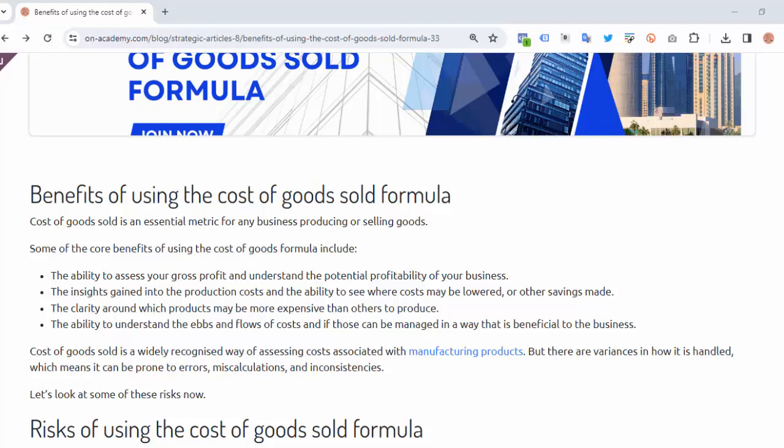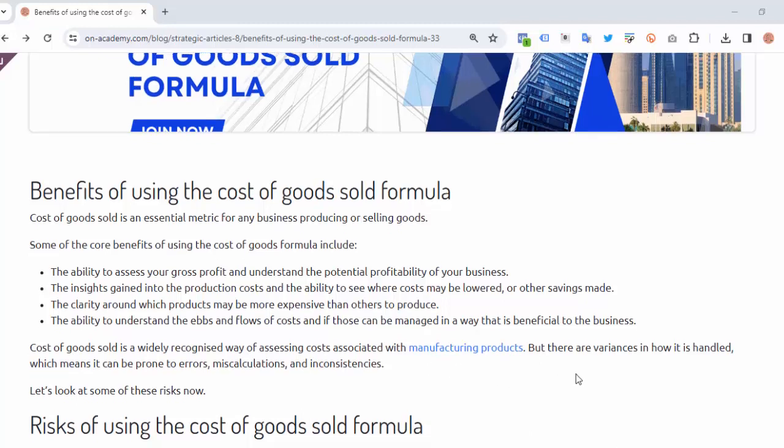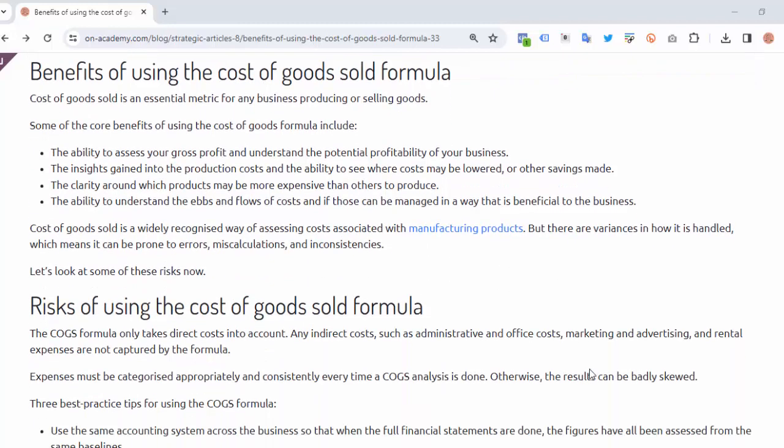the insights gained into the production costs, and the ability to see where costs may be lowered or other savings made, the clarity around which products may be more expensive than others to produce, the ability to understand the ebbs and flows of costs, and if those can be managed in a way that is beneficial to the business. Cost of goods sold is a widely recognized way of assessing costs associated with manufacturing products.